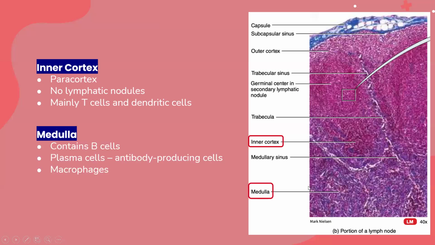Lastly, we have the medulla, and the medulla contains B cells for the most part. Okay, and as well as plasma cells. So, what are these plasma cells? These plasma cells are antibody producing cells, and antibodies are the ones that detect the antigen. So, para silang antenna. Okay, we'll see them later. We'll talk about these antibodies in more detail later.